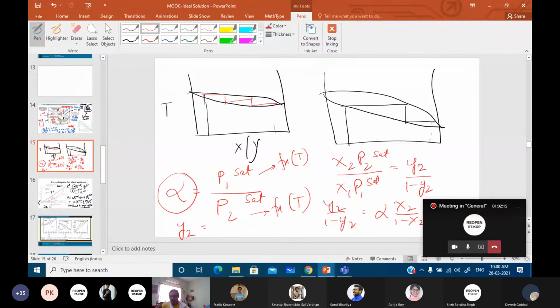So y2 equals to? Alpha x2 divided by 1 plus x2 into alpha minus 1.